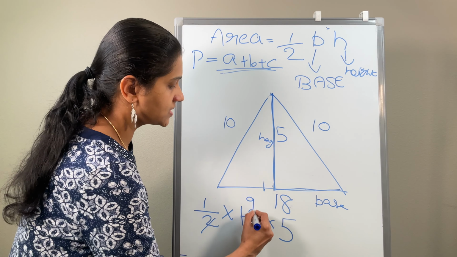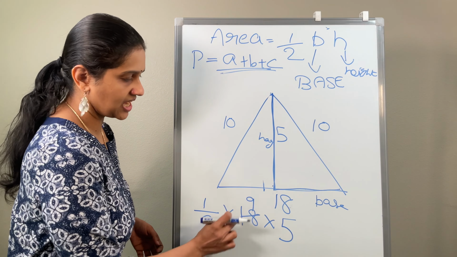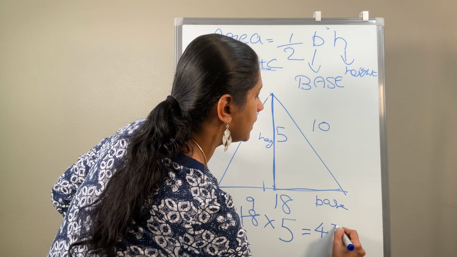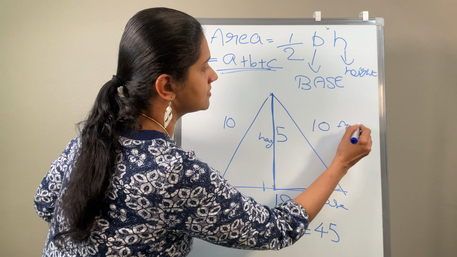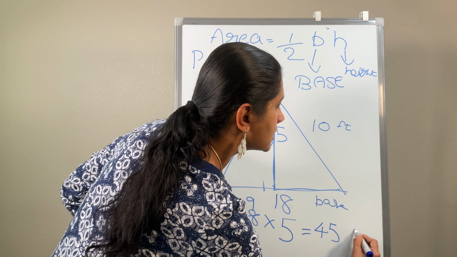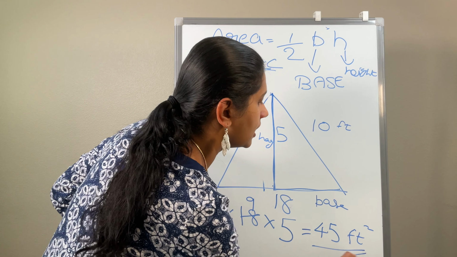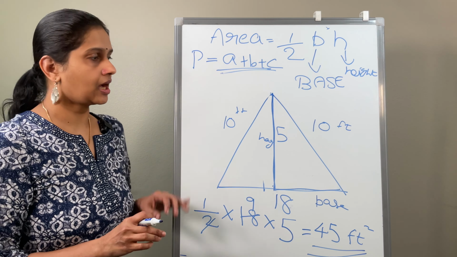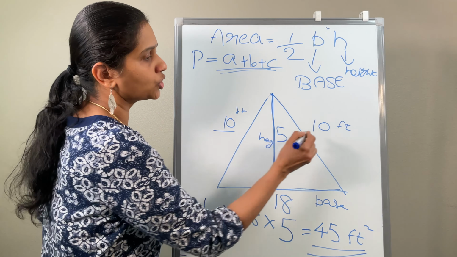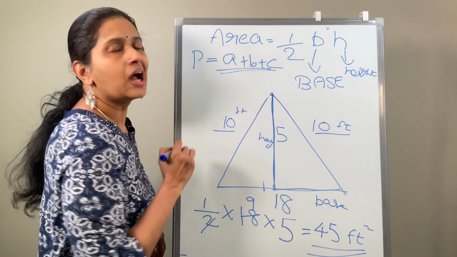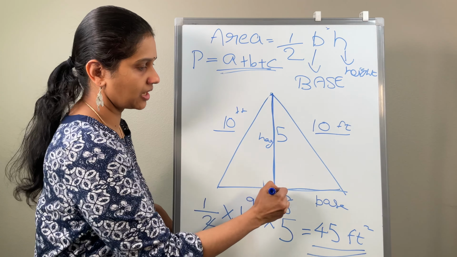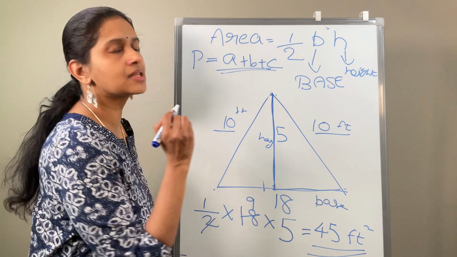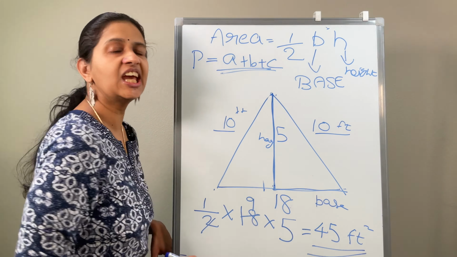2 goes 9 times, so you are cutting this 18, you will get 9. 9 times 5 is going to be 45. If it is feet, you have to write it as square feet or feet square. That is how you have to find the area for this. So remember, you should not take this 10, you need to take this height, that is the altitude. 1 by 2 times the complete base measure you have to take, and this height measure you have to take for finding the area.